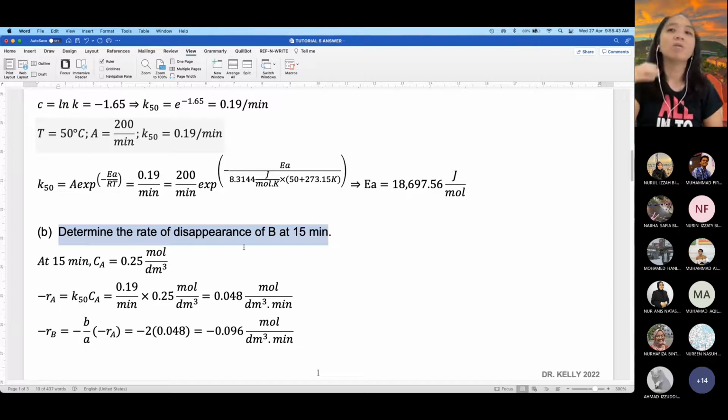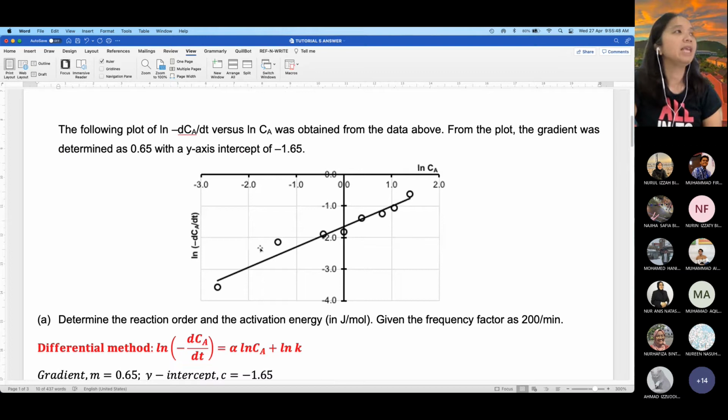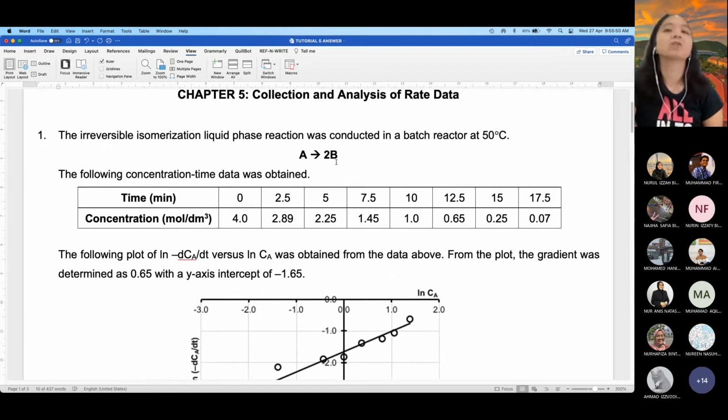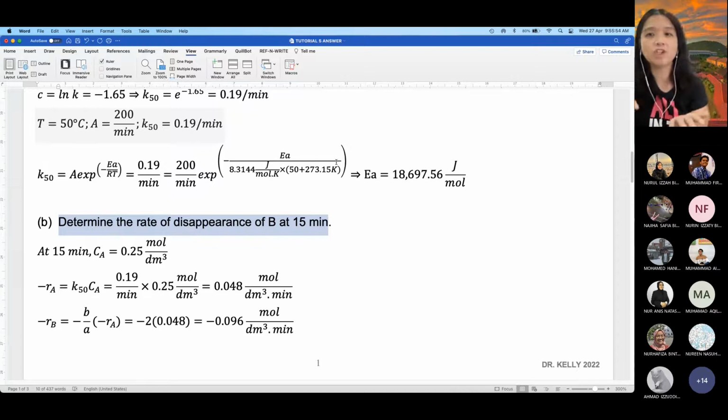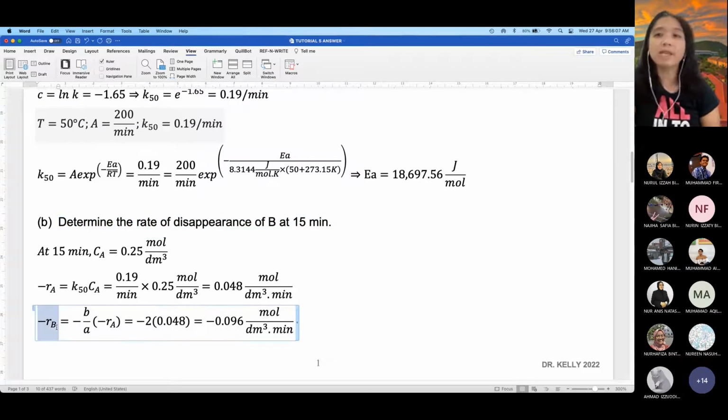So in this case, they want to find the rate of disappearance of B. B is a product, right? So they want to find the rate of disappearance. If you remember, there are two types of rate of reaction: rate of disappearance and rate of formation. What's the difference? Rate of disappearance is negative R, rate of formation is positive R. So in this case, they want us to find negative RB. To find negative RB, I have taught you, and you also did it in test 1. You remember, right?